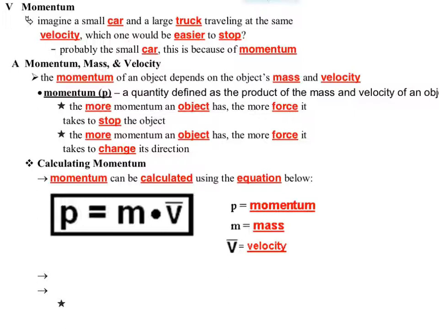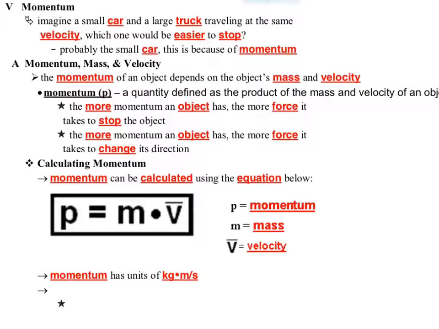So what are the units of momentum? Momentum has the units kilogram meters per second. That's how you say it. Kilogram meters per second. That's how you say the units of momentum. And that comes from mass in kilograms being multiplied times velocity in meters per second.